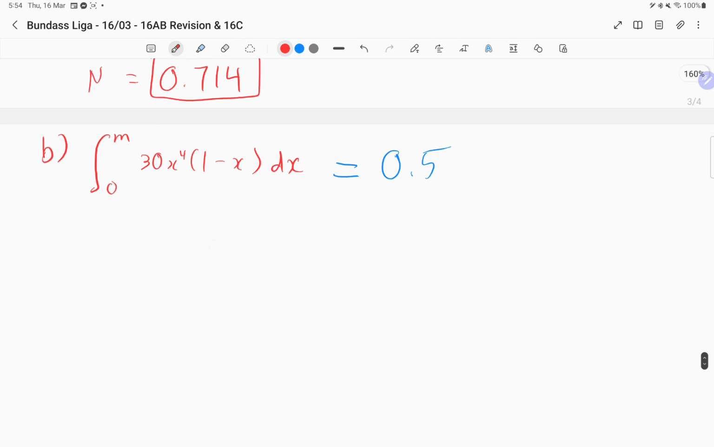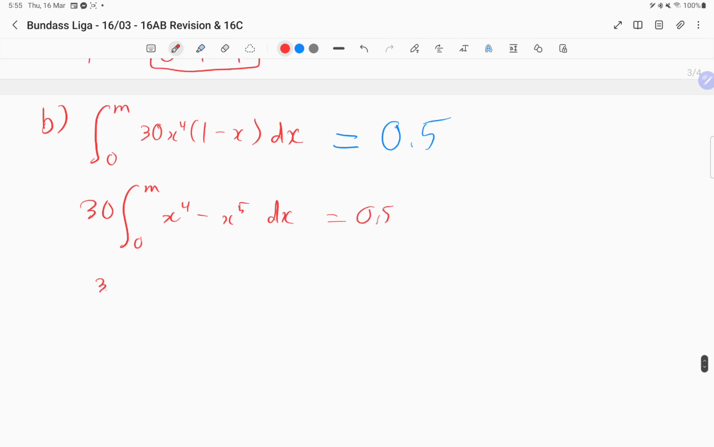So how do we get this one to the point where we can use a calculator? Well, it's just antiderive it. So take out the 30. Take out the 30 and then 0 to m times the x power 4 in. So that's x power 4 minus x power 5, dx equals 0.5. And then 30 from 0 to m of, at this point we can antiderive. So that would be x power 5 over 5 minus x power 6 over 6 from 0 to m equals 0.5.